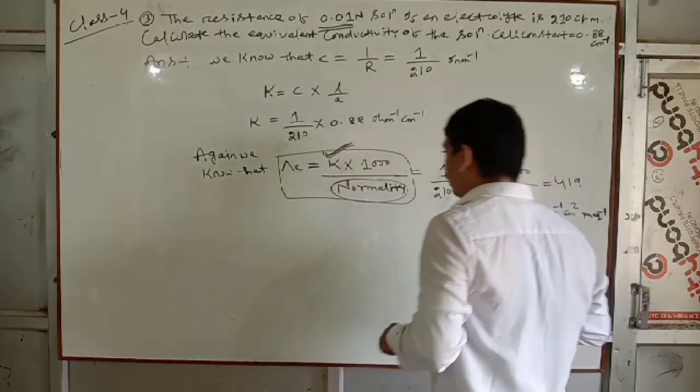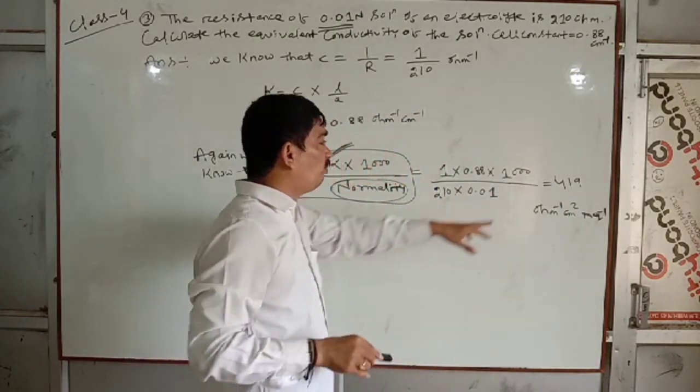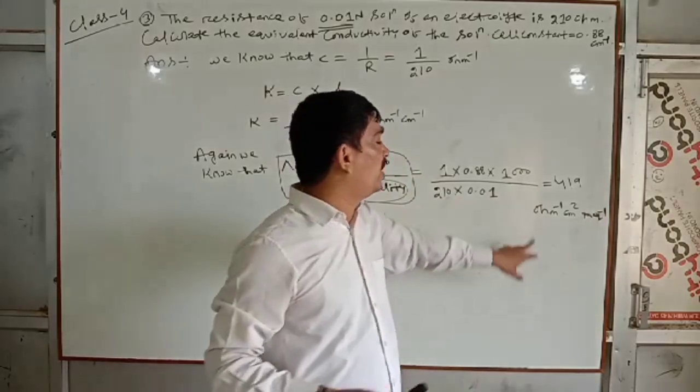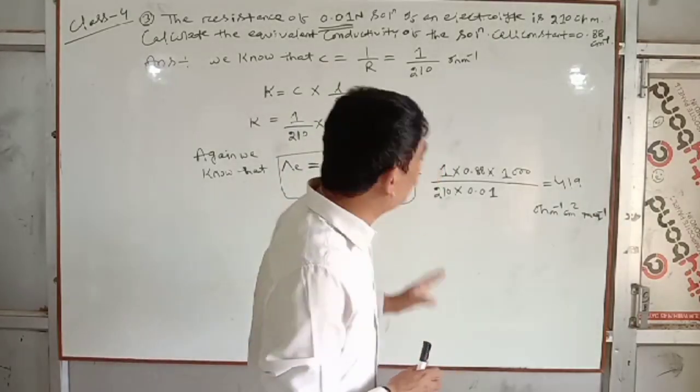Gram equivalent. So this is the answer: 419 ohm inverse centimeter square gram equivalent inverse. This is the unit of equivalent conductance. So this is the answer.